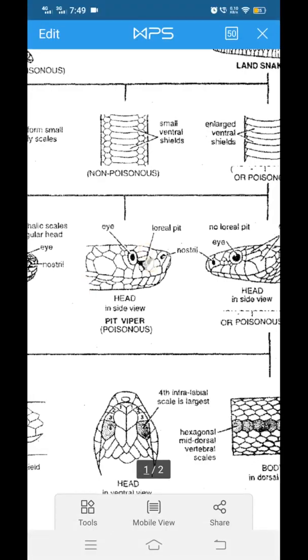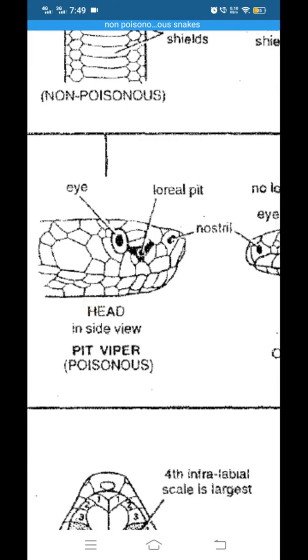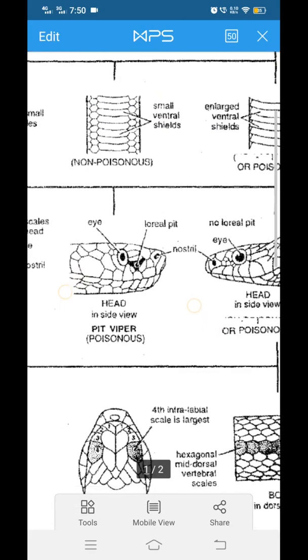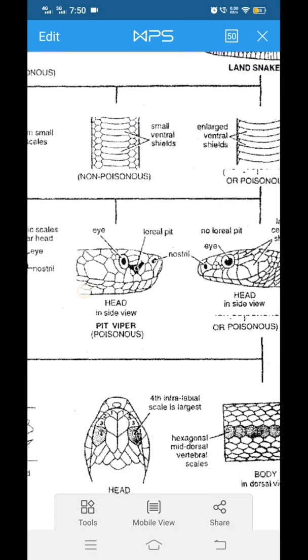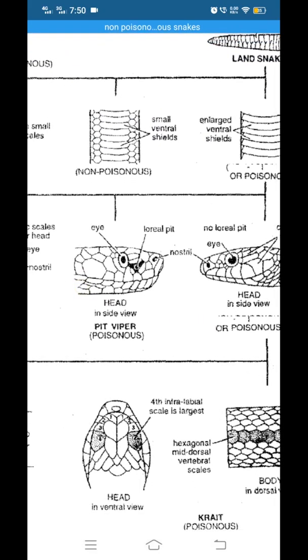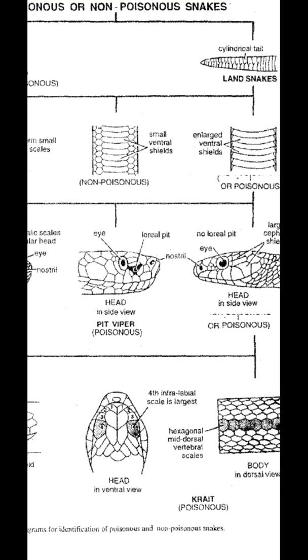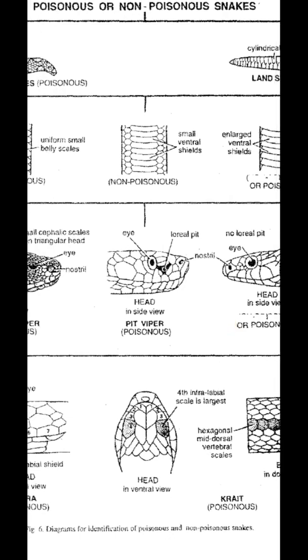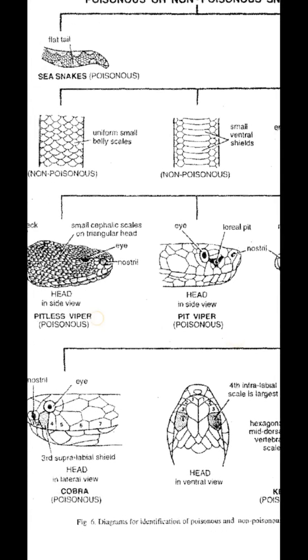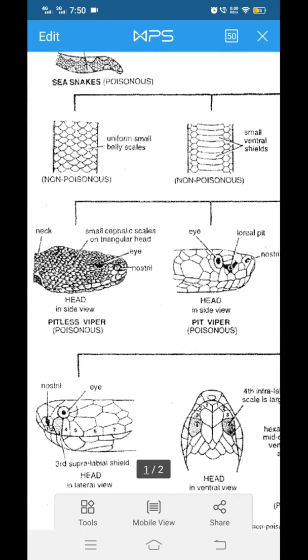here you can see in the diagram, this is the loreal pit present between the nostril and the eye. That is a heat sensitive depression. Then the snake is again poisonous, and this kind of snake is known as a pit viper. So it is clear, these two kinds of snake are poisonous.